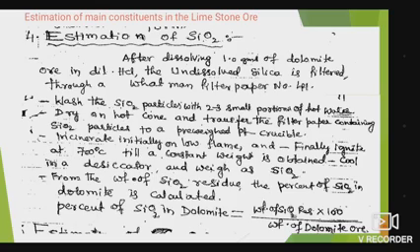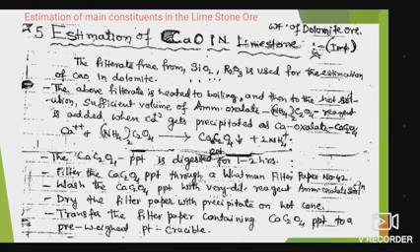The percent of SiO2 in dolomite is equal to weight of SiO2 residue into 100 divided by weight of dolomite ore. In this way, we can calculate the amount of SiO2 present in the given limestone ore or dolomite ore. Then second, estimation of calcium oxide in the limestone. So the filtrate free from SiO2 and R2O3 is used for the estimation of CaO in dolomite ore.